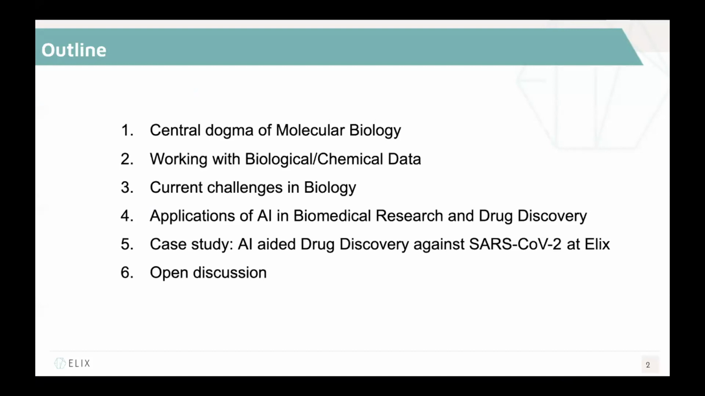We'll briefly talk about the central dogma of molecular biology. It's going to be a little bit of introductory information about biology, some important concepts that will be important throughout this talk. Then we'll show you some examples of biological chemical data available. Romeo will show you in detail how to work with chemical data, especially sharing his experience with that. We'll talk about current challenges in biology, and how AI solutions have been applied so far.